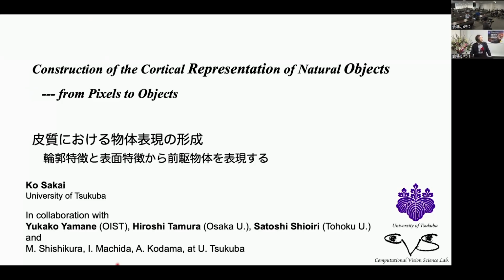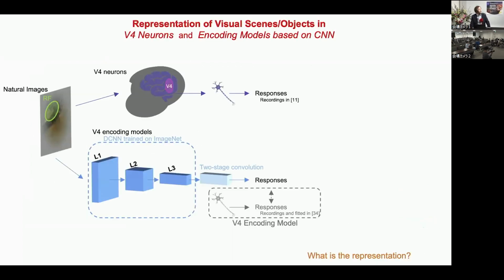Today I'd like to talk about our recent study about understanding the representation of object in the visual cortex. So perhaps many of you here are interested in the representation in artificial neural networks. And many neuroscientists have been working heavily on understanding what's represented in the brain. So let me first explain a little bit about what is the representation, what we are talking about.